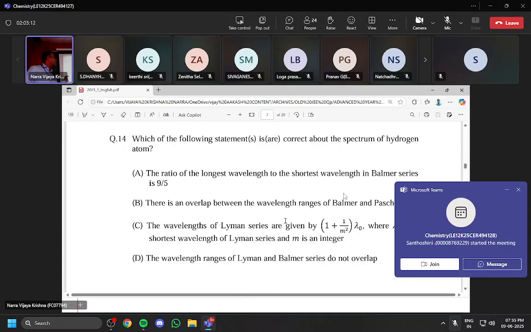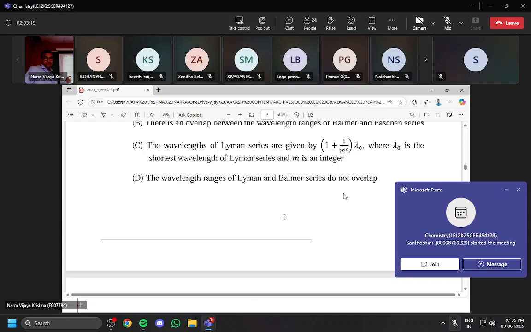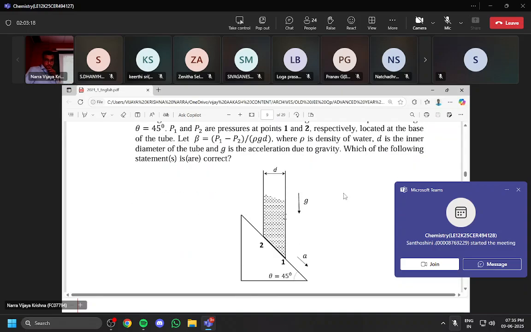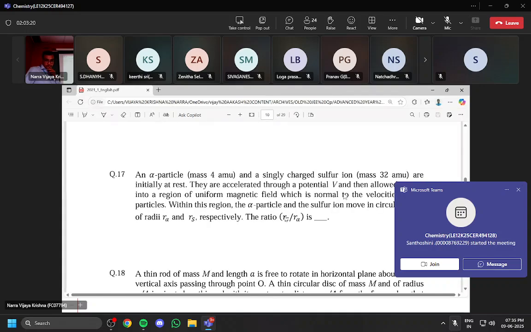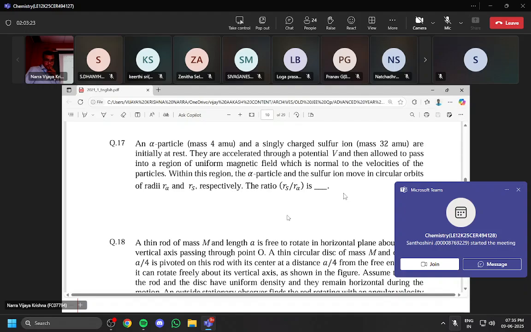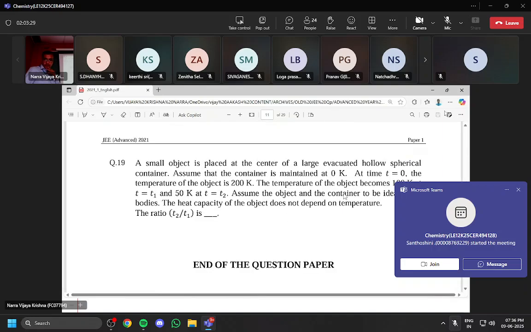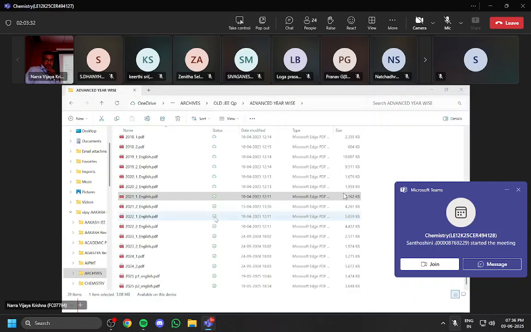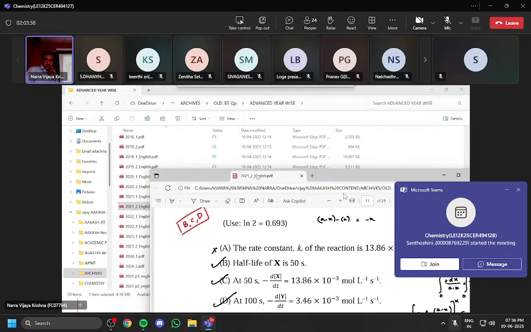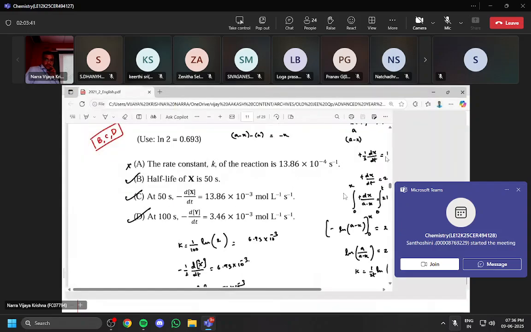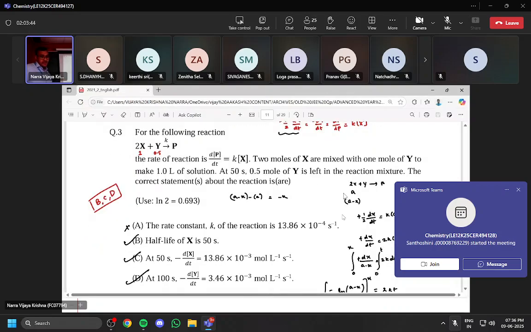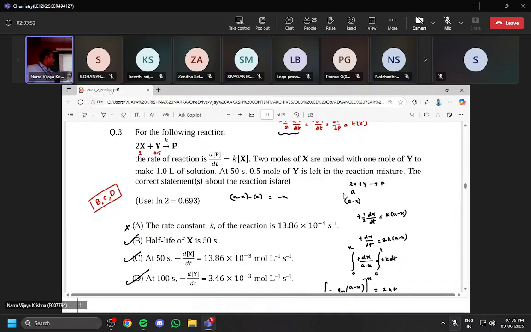What is this? Structure of atom. See this question. But of course, they gave this in chemistry this year, 2021, paper 2. They gave this question in chemistry.